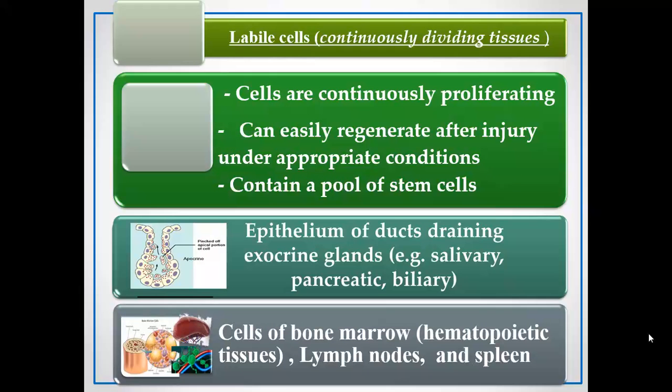Cells of bone marrow also are continuously dividing tissue. Cells of the lymph node, cells of the spleen also are continuously dividing tissue, the bile cells. When injured, if there is no affection of the basement membrane or extracellular matrix, they can easily regenerate and restore their normal architecture and function.